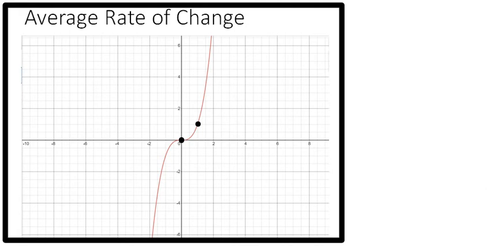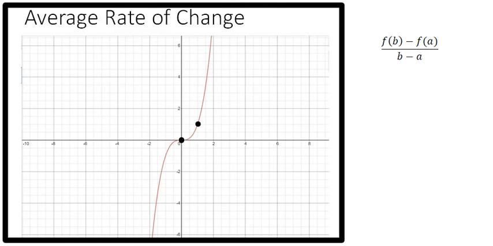So the way you're going to calculate that is through this little formula here on the right part of your screen. So this is f of b minus f of a over b minus a. So you're going to take the right endpoint, the value of the function there, subtract the left endpoint, the value of the function there, and then divide by b minus a.